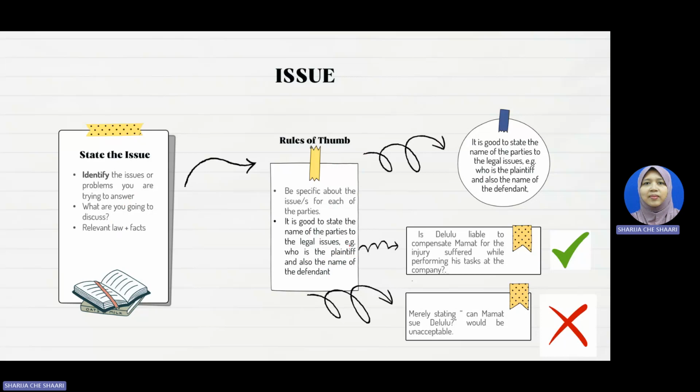For example, who is the plaintiff or who is the defendant? Plaintiff is the one who commences the legal proceeding. Defendant is the one who defends the legal case. Therefore, you have to name them. For example, here we have the Lulu, the employer, as the defendant, and the plaintiff, the one who is taking action, could be Mamat.